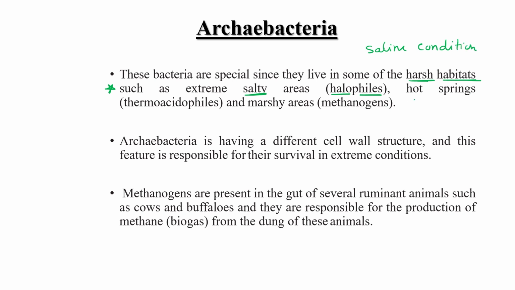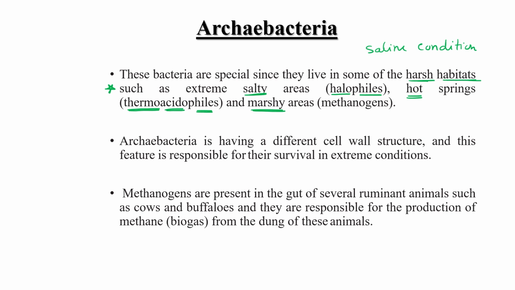Extreme saline condition. Some bacteria are able to reproduce or live in hot water springs, meaning they are able to survive under high temperature. These are known as thermoacidophils, and they are found in hot water springs. And some are able to survive in marshy areas where methanogen is present in a comparatively high amount.